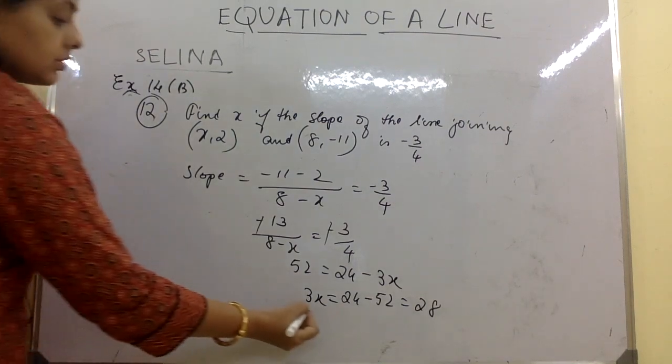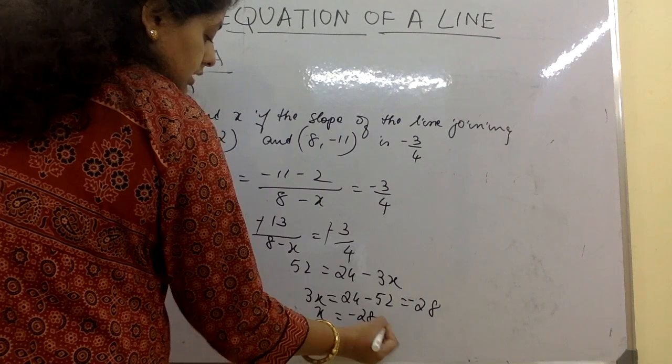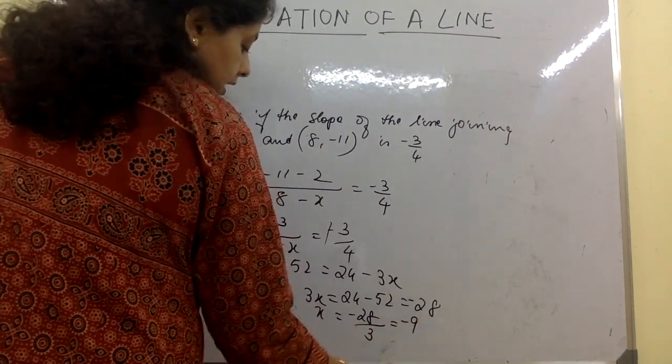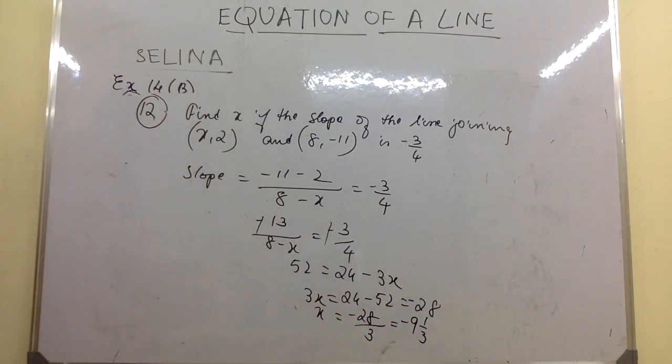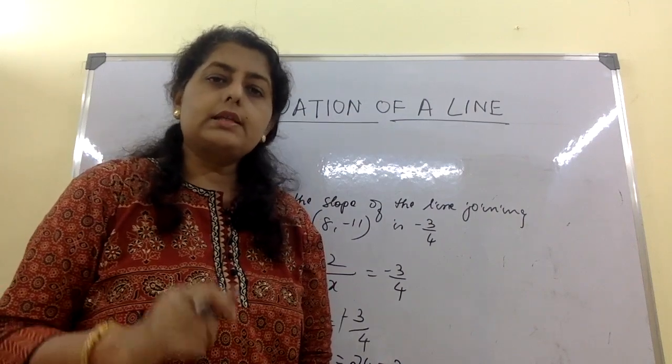So therefore x is equal to minus 28, sorry, minus 28 by 3. That is how much? Minus 9 1 by 3. Minus 9 1 by 3 is the value of x. So those were a few of the questions from equation of a line, that is the slope type.